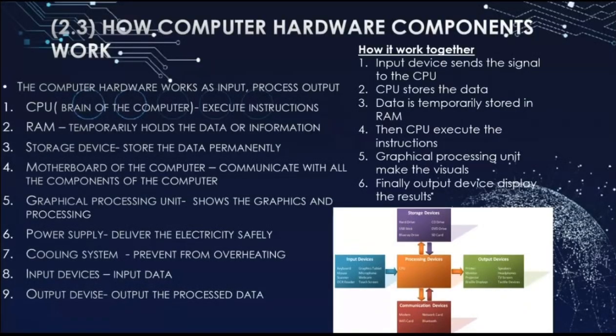So how this works together is basically, input devices send the signal to the CPU. The CPU stores the data, and the data is temporarily stored in the RAM. Then the CPU executes the instructions and the graphical processing unit makes the visual. Finally, the output device displays the results.